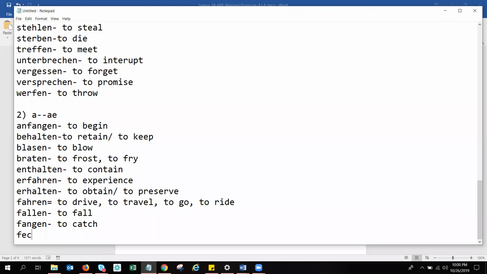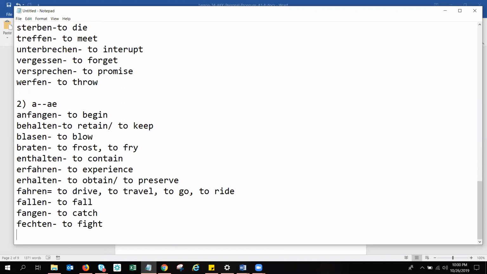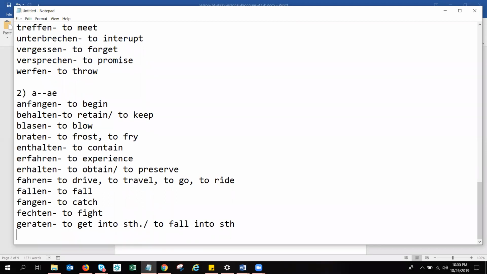Then we have the verb fechten. I don't know what's wrong with my throat today. Fechten is to fight. Then we have gefallen. We have done that. Geraten. Geraten is to get into something, or to fall into something. Also, you can say to fall into something. Then you have the verb halten. Halten is to hold, or to stop. You can also use this, like to stop somebody or to stop the vehicle. Okay, so you can also use halten.